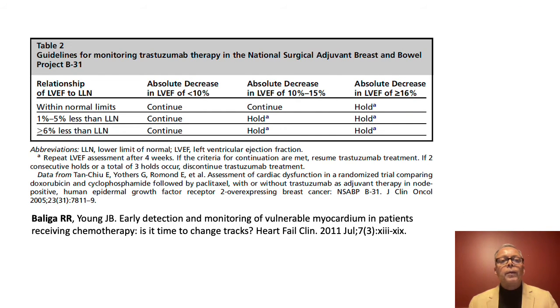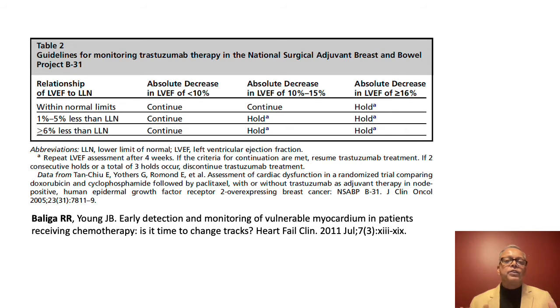When it comes to cardiac dysfunction or LV dysfunction due to chemotherapy, particularly trastuzumab, the ranges used are in the right column. You will see when there's an absolute decrease in ejection fraction greater than 16%, then we hold trastuzumab. In the second column, you see when the absolute decrease is less than 10%, we continue it regardless of baseline ejection fraction.